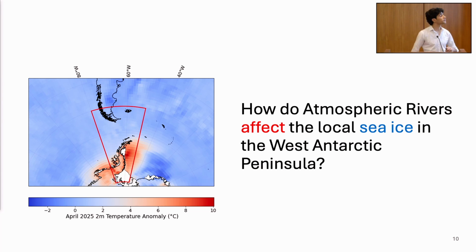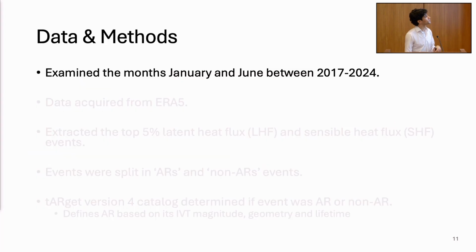So with this, I wanted to ask the research question of how these atmospheric rivers affect the local sea ice in the West Antarctic Peninsula. On the left here, I have the region of interest plotted, overlaid with the 2-meter temperature anomalies, just to give you an idea of what we're doing. So what did we actually do? We decided to look at the months of January and June between 2017 and 2024. I want to just note here that January is local summer and June is local winter. So we decided to look at these months and these years.